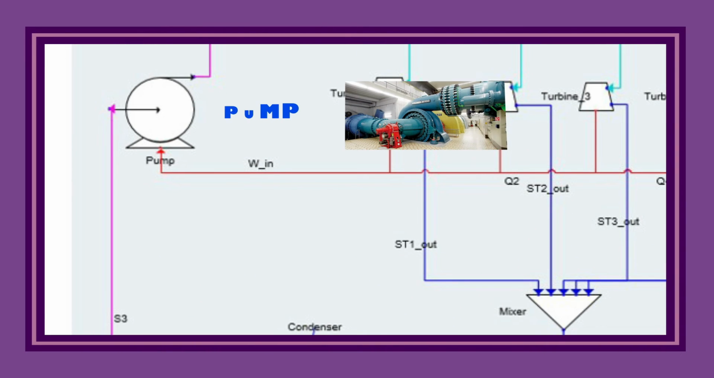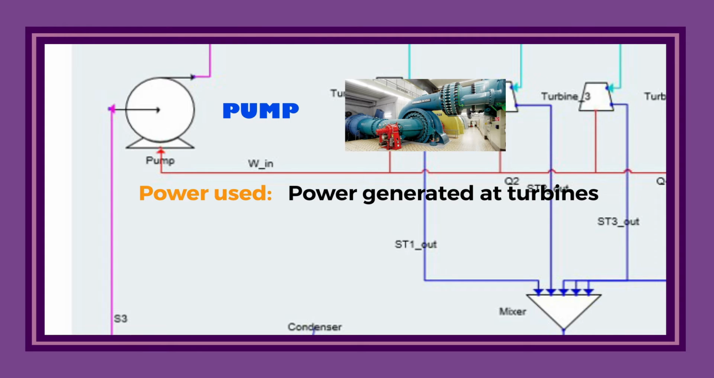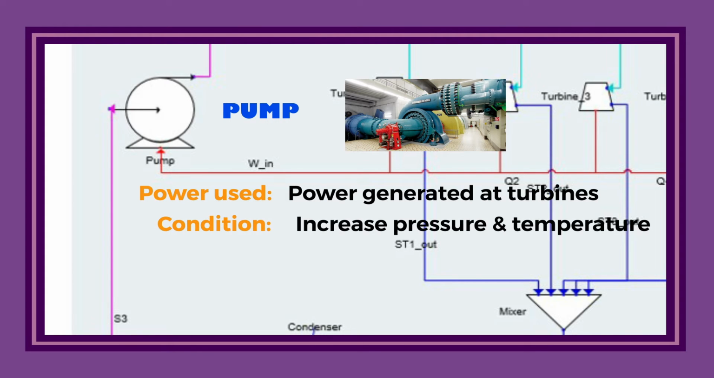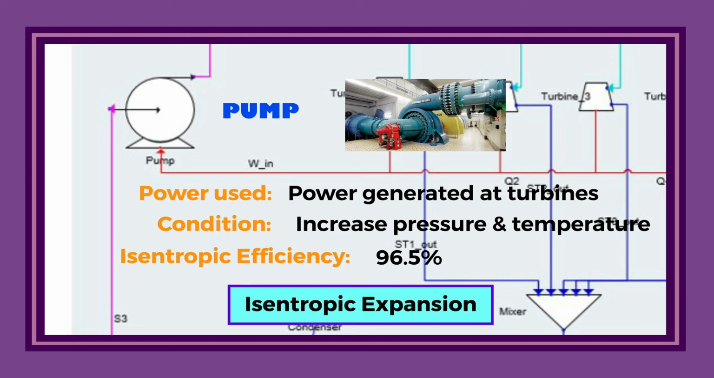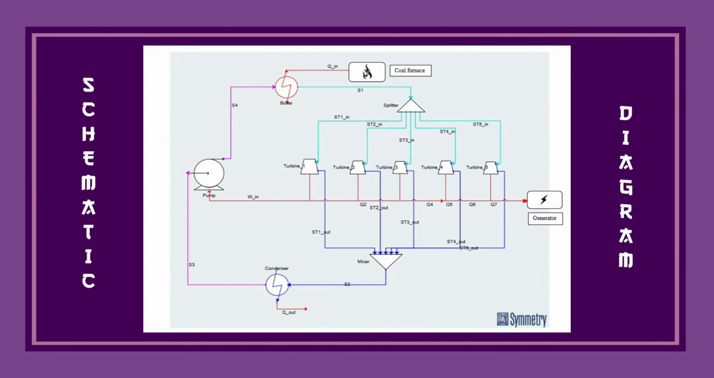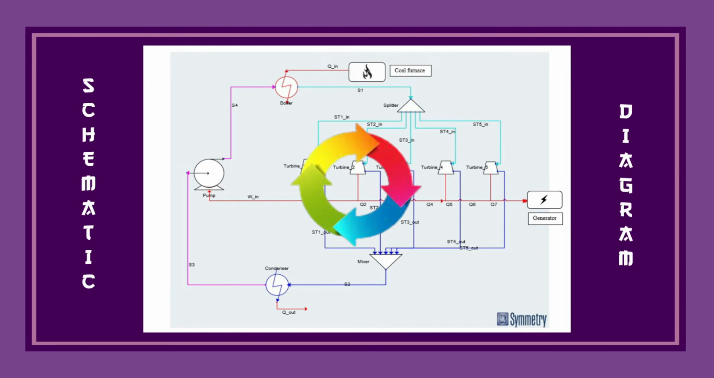Lastly, we require a pump. The pump will use some power produced by the turbines. Here, the pressure will increase as well as the temperature, back to the initial condition. However, it operates with isentropic efficiency of 96.5%. The thermodynamic process involved at this pump is isentropic expansion. At the end, the process will keep going in a cycle manner.